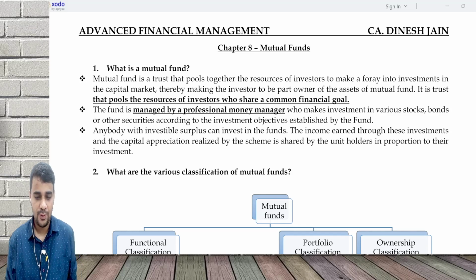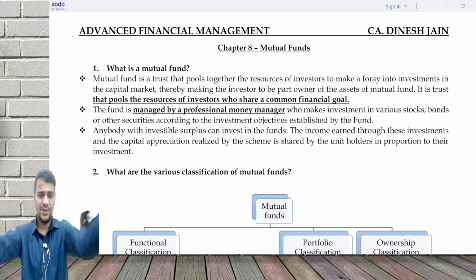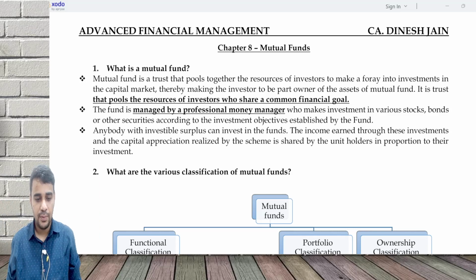Hi friends, so we are now starting with the next chapter in our theory discussion, which is on an area called mutual funds, relatively a smaller area and one which should get over quickly. Let's first understand what is a mutual fund. That's the first question we are going to understand.